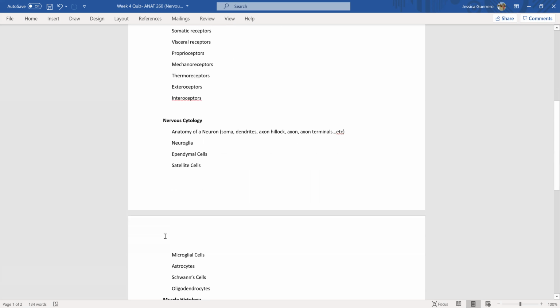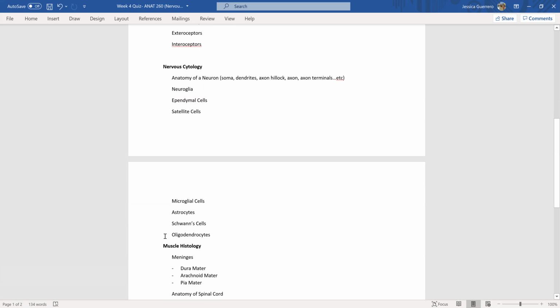As far as the cytology, so the nervous cells found in the nervous system, you need to know the general anatomy of a neuron. And that includes the cell body, which is also called the soma, the dendrites, axon hillock, which all of this should be kind of familiar from the muscular system during week 3, but then the actual axon terminals. So making sure you know the general anatomy, okay? The myelination pattern. So whether it's Schwann cells or oligodendrocytes, being familiar with that.